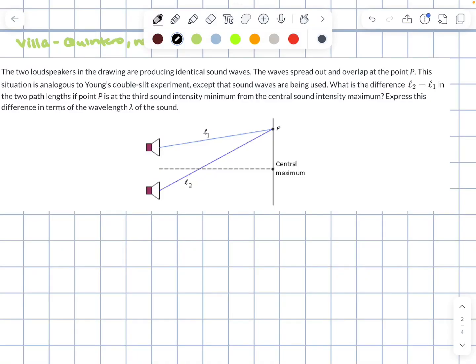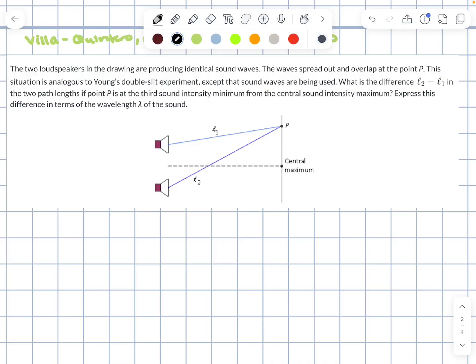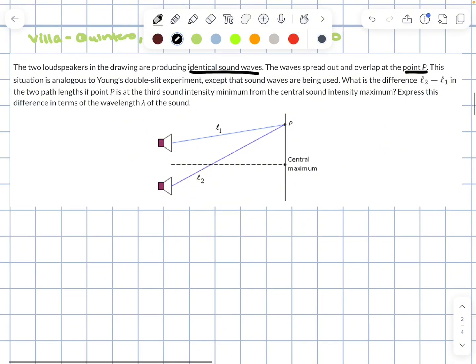This is homework from week 6B on Riley Plus, and this is problem number 1. The two loudspeakers in the drawing are producing identical sound waves. The waves spread out and overlap at the point P. This situation is analogous to Young's double-slit experiment, except that sound waves are being used. What is the difference L2 minus L1 in the two path lengths if point P is the third sound intensity minimum for the central sound intensity maximum? Express this difference in terms of wavelength lambda of the sound.